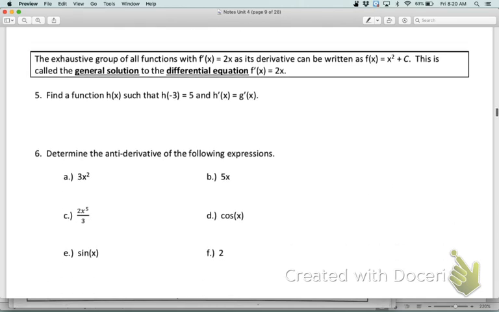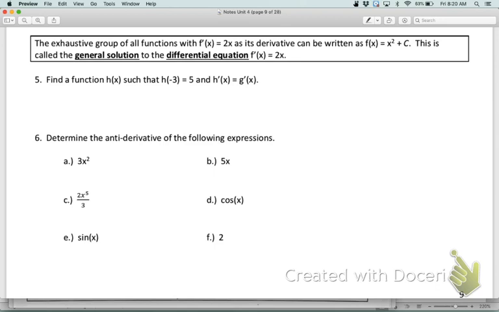Okay, now, if we start putting some other information in there. Number 5 says, find a function h of x such that h of negative 3 is equal to 5 and h prime of x equals g prime of x. Well, we already know that g prime of x is the same as what we were working with before. g prime of x is 2x.